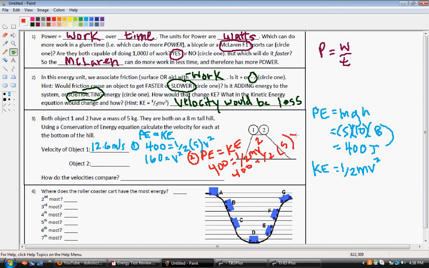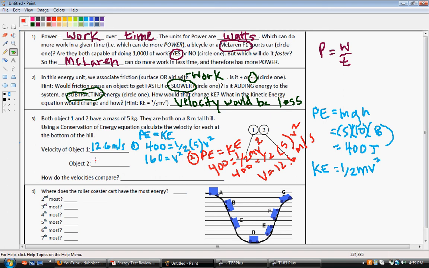times 5 v squared. Well, okay, time out. How does this equation compare to the equation we had right here for the first object? Alright, you'll notice they're exactly the same. So when we solve for velocity, what do you think we're going to get here? We're going to get 12.6 meters per second.